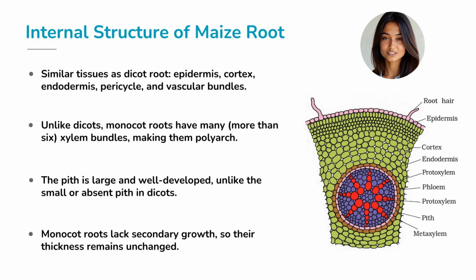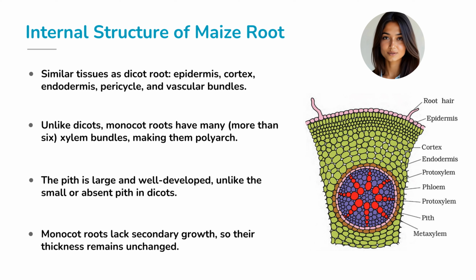Epidermis, cortex, endodermis, and pericycle are all there. But the vascular system reveals the difference. Monocot roots are polyarch. They have more than 6 xylem bundles. This arrangement provides strong conduction in fibrous root systems. The pith is large and well developed, unlike in dicots where it is small or absent.